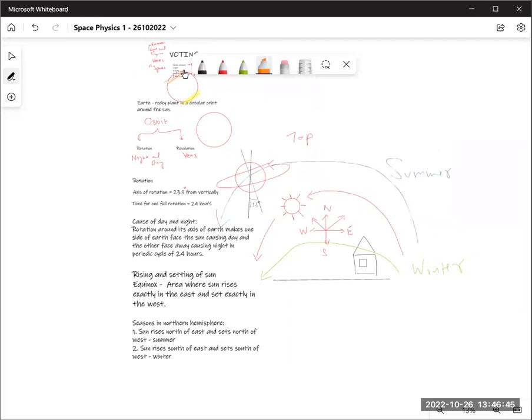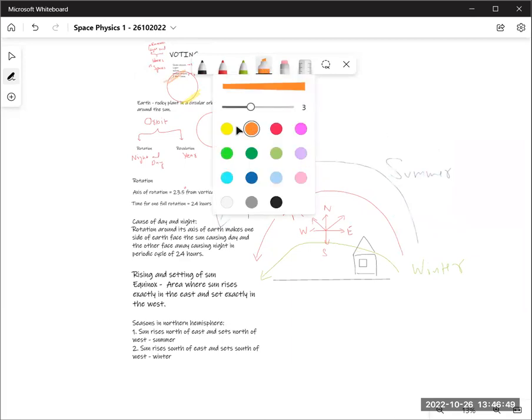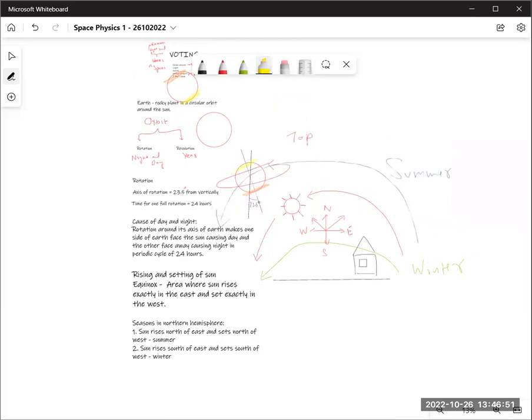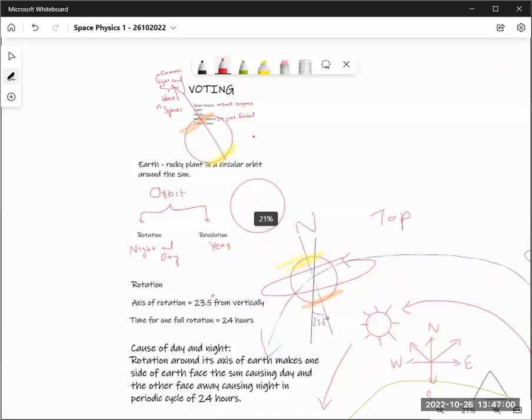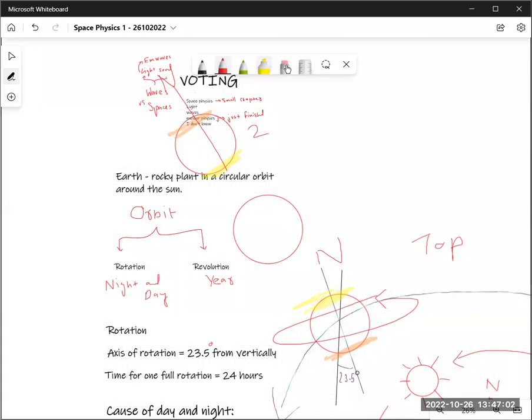Now look, top is north, and bottom is south. We're looking at the northern hemisphere. Now, when the north is facing the sun, that will be summer. But in the second position, north is facing away from the sun, isn't it?